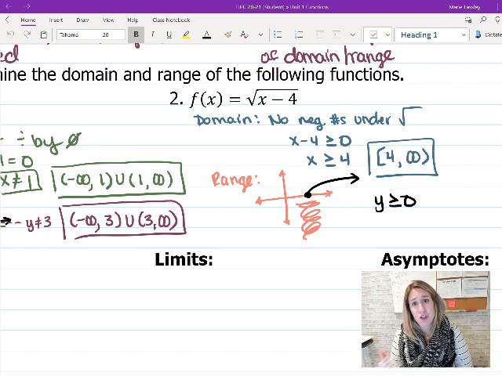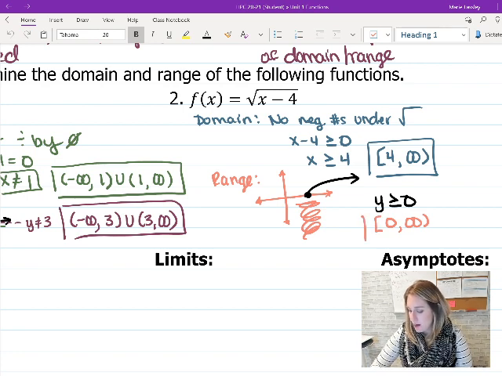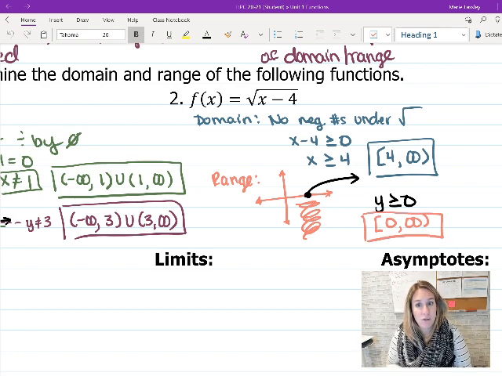But we have to change this to interval notation. It's going to look really similar to our domain, except instead of 4, we're going to use 0. Our smallest number is 0, comma, our largest number will be positive infinity because it is going to keep going up, even though I know it's kind of curved. We don't include infinity, but we do touch the value of 0, so that gets a bracket. That is the range of function number 2.